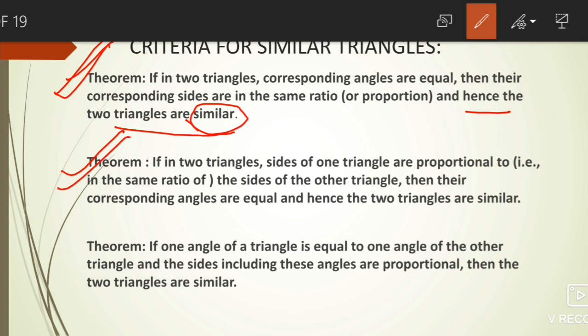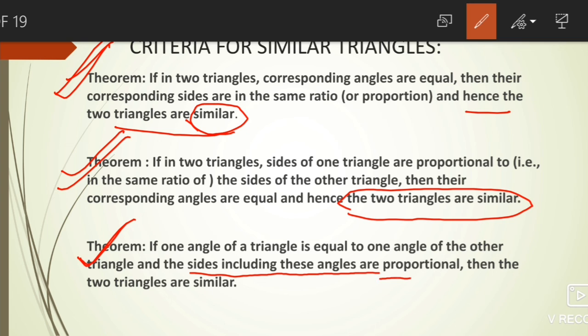Similarly, the second theorem states that if the ratio of sides is equal between two triangles, then you can directly say that the two triangles are similar. No need to check the first condition, that corresponding angles have to be equal. And this is the third theorem: if you can prove that one angle between two triangles is equal, and the sides including the angles are proportional, then you can directly say that the two triangles are similar.